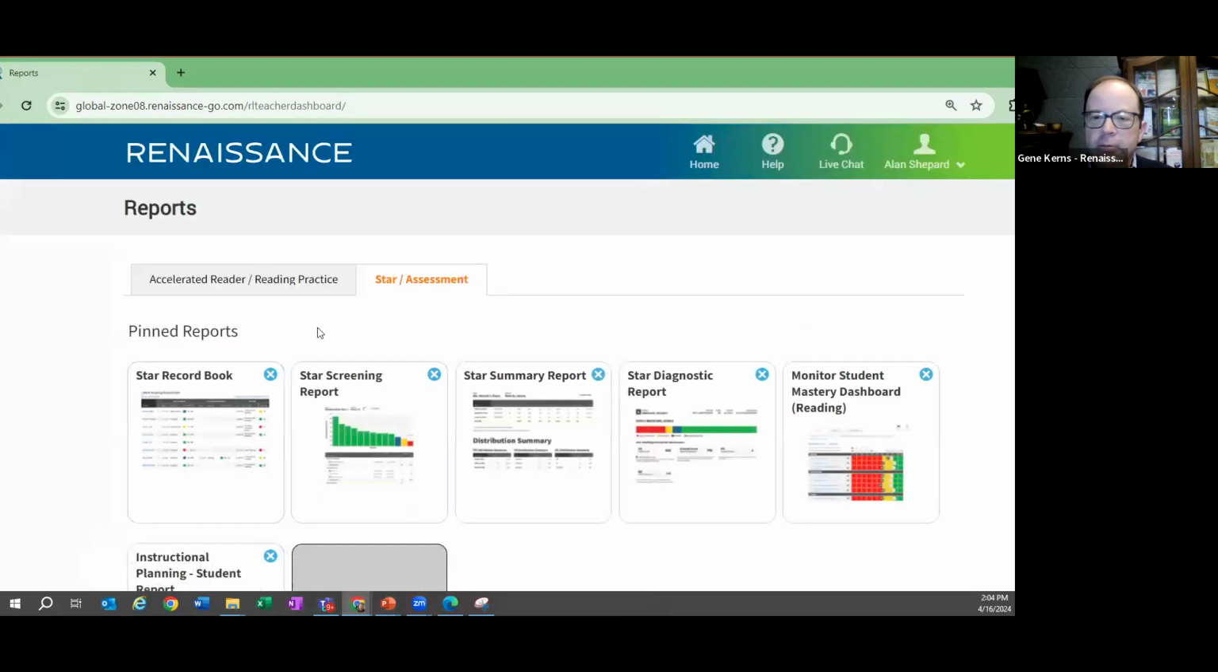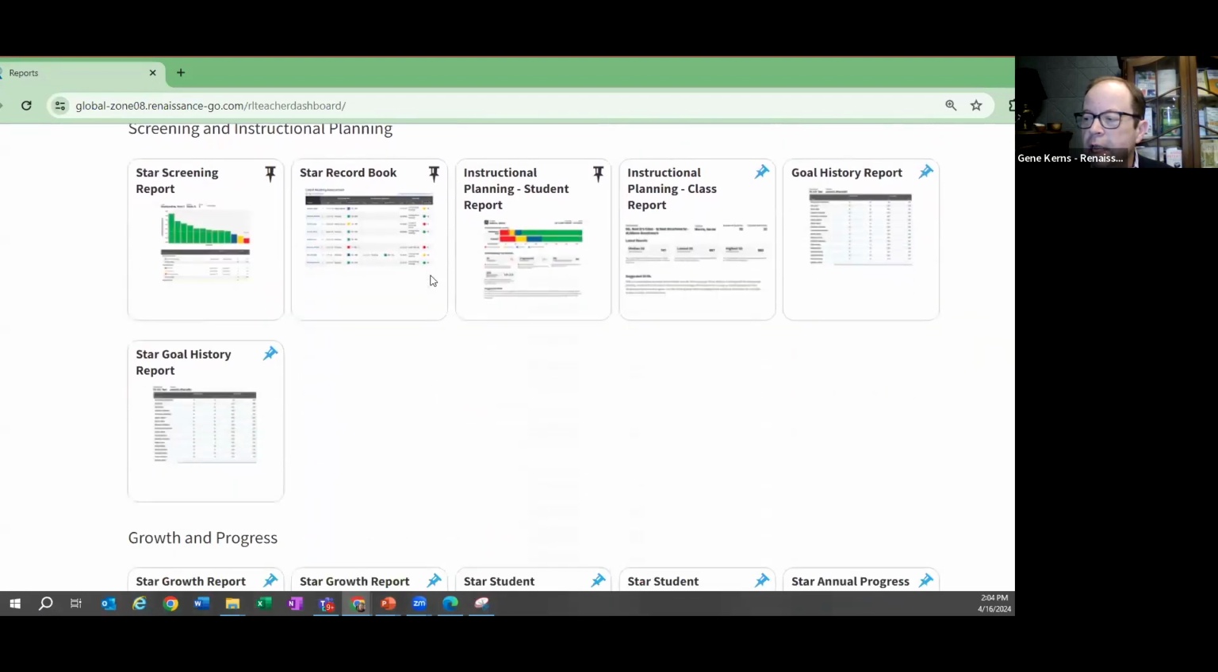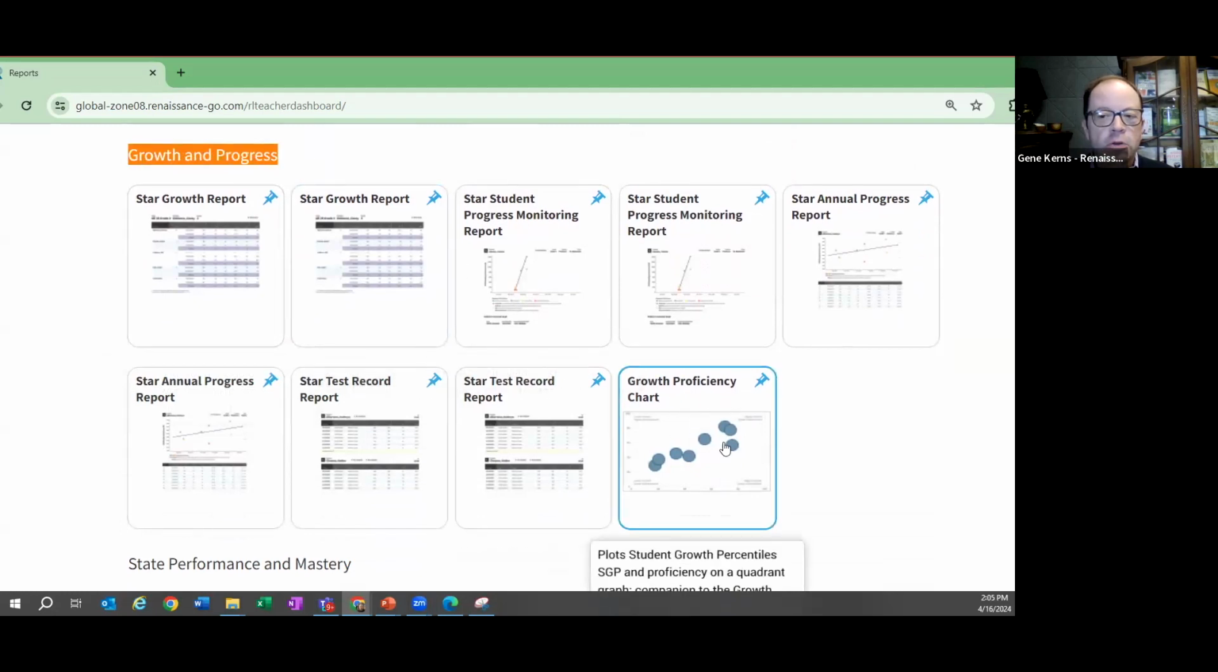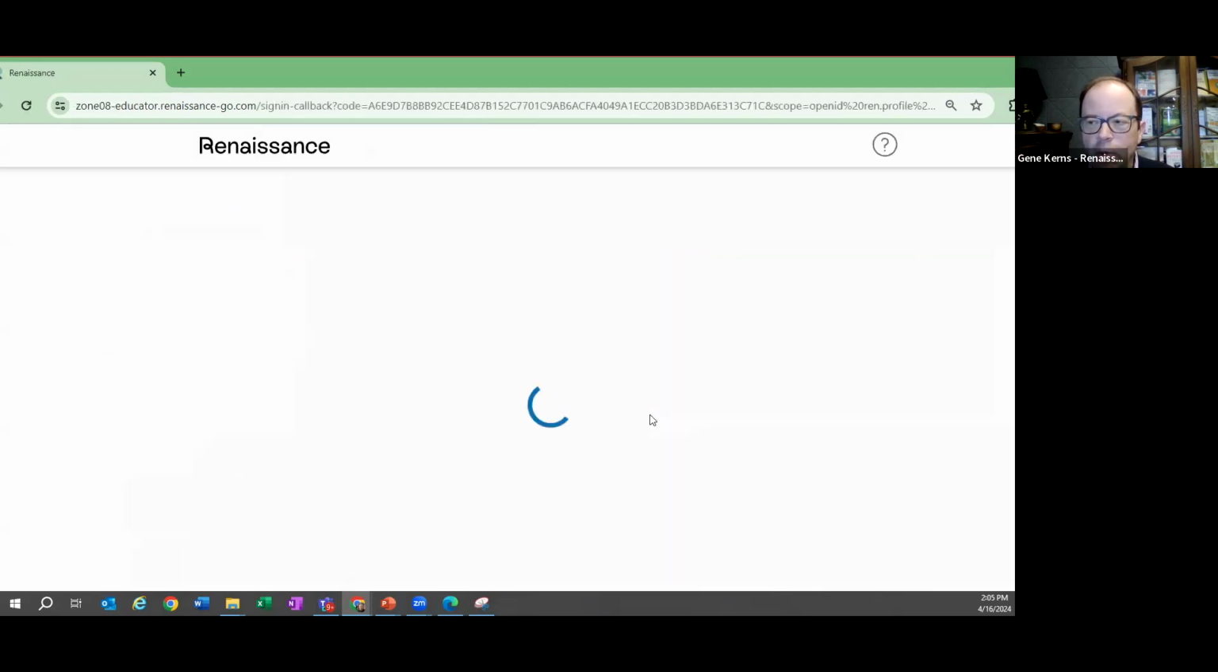Now, when you land there, because I began with Star, any of the products, it takes me to the Star/Assessment tab. If you'd said just reports, you might have landed on the Accelerated Reader or reading practice side. But whichever way you get here, once you're in the tab that says Star and Assessment, if you scroll down just a little bit, appropriately under the heading of Growth and Progress, there is a link where you can access your own growth proficiency charts. I'll click on the link and bring it up here.